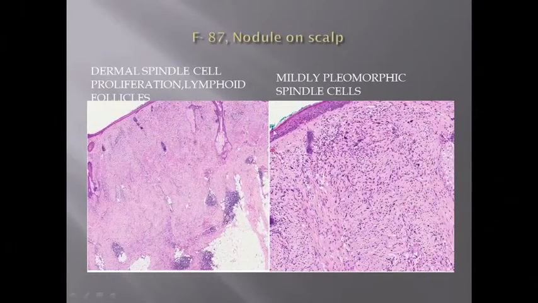Now, the next case which gives us a lot of grief is this one. Now, this is a lady, 87-year-old lady, who presented with a nodule on scalp. Again, the age and the location is very, very important in these lesions. And here again, you see that the epidermis is markedly atrophic, being of that age and particularly on the scalp. And here you find a very, very ill-defined something going on in the dermis.